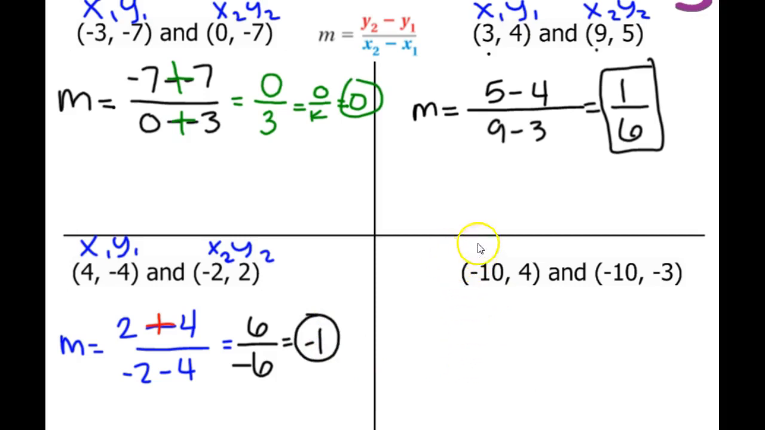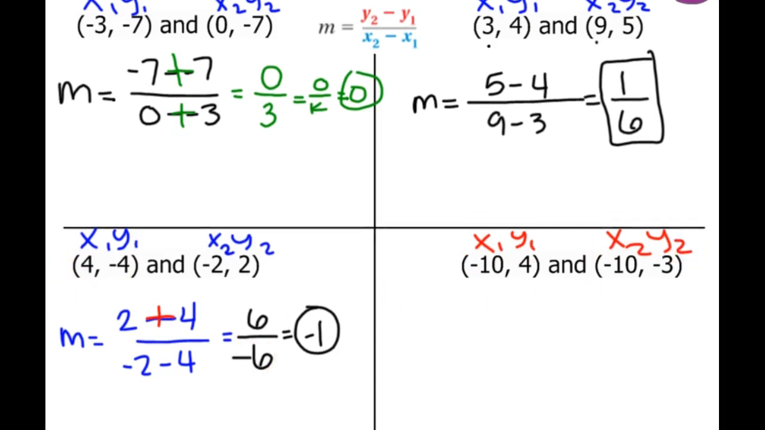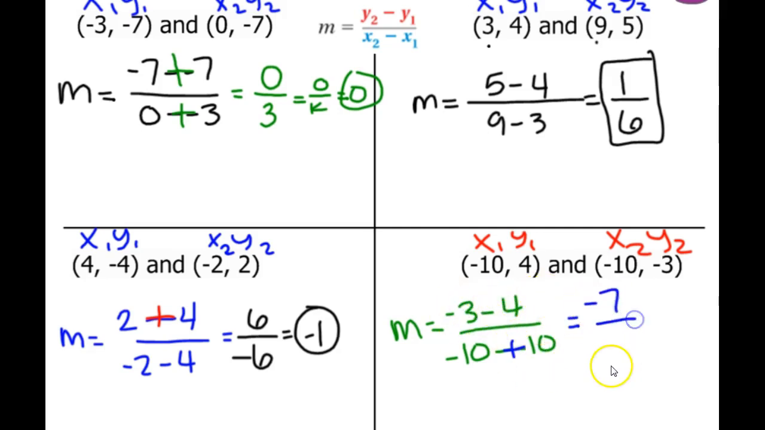And then last one, xy first point, xy second point. So to find our slope, we're going to do y2 minus y1, negative 3 minus 4. On the bottom, negative 10 minus another negative 10, again making a positive. So we have negative 3 minus 4. Same sign, let's add them up. That's a total of negative 7. Negative 10 and a positive 10 make 0.